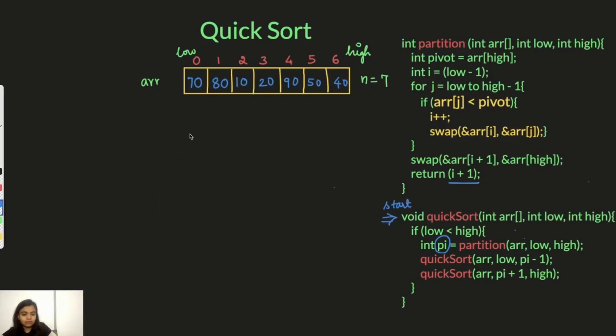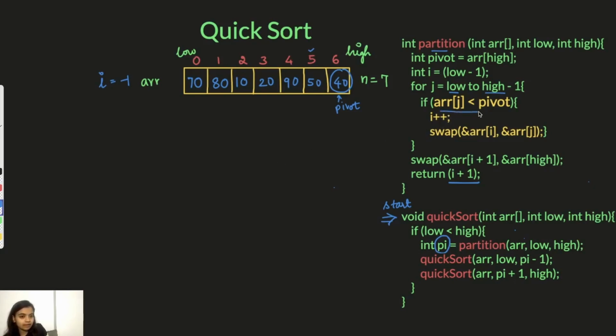Now let's do a dry run of this quicksort algorithm. We will consider the last element as the pivot. Now we call a partition function. In the partition function we have an initial index i, which will be low minus 1. Low is 0, so low minus 1 is minus 1. Then we'll have a for loop which goes from low to high minus 1, that is, from 0 to high minus 1.